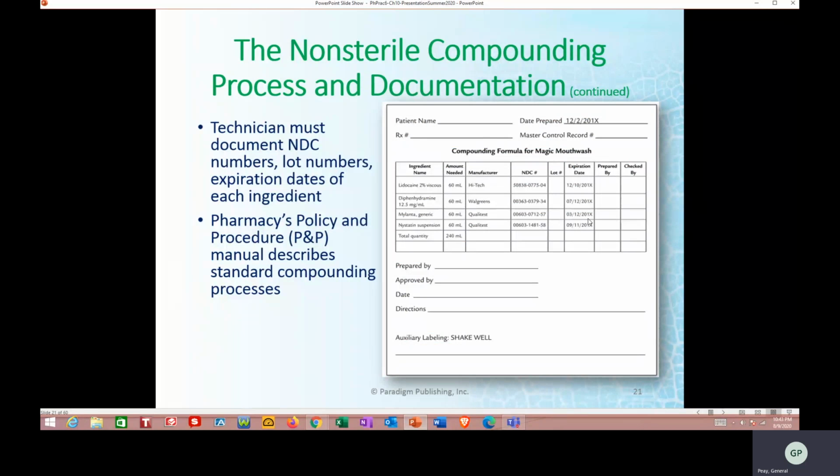It's very easy. Then you have prepared by, this would be the technician. Approved by, this would be the pharmacist. This is the date, and the directions for the prescription. Then they'll ask you, were there any auxiliary labels that you put on the bottle? This one will have a shake well. Again, here's the patient's name, and it'll have their RX number. The master control record number will be a number that the computer selects, so you don't have to actually input that. Very easy process.